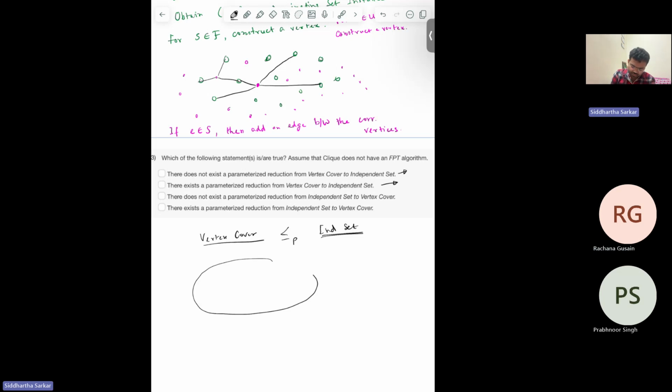So this is a graph. Some of the vertices, if they form a vertex cover, then all the edges are incident on them. So all the vertices that are not in the vertex cover cannot have edges among them. So these vertices which are outside of the vertex cover must induce an independent set. That is true.